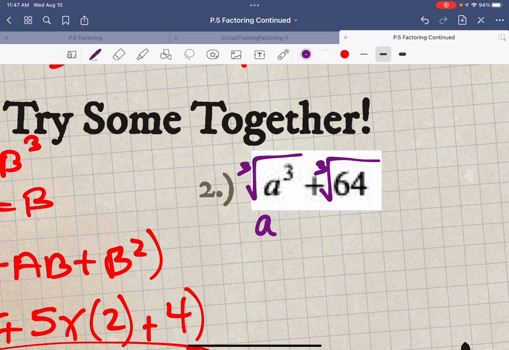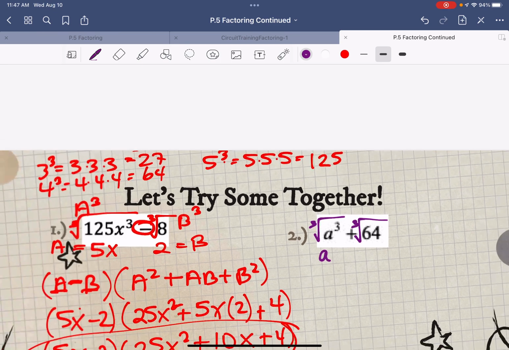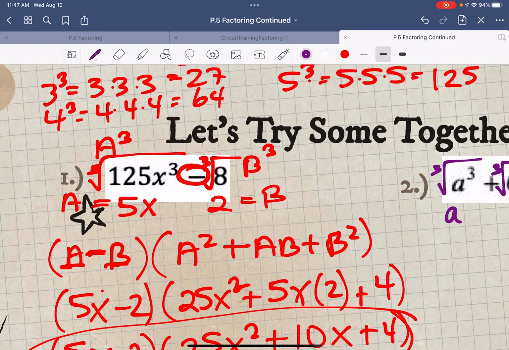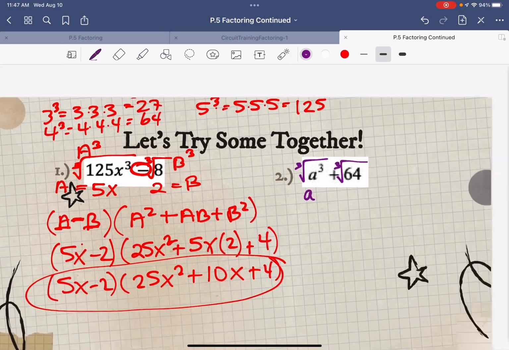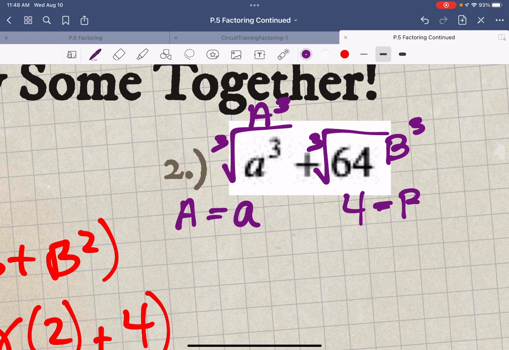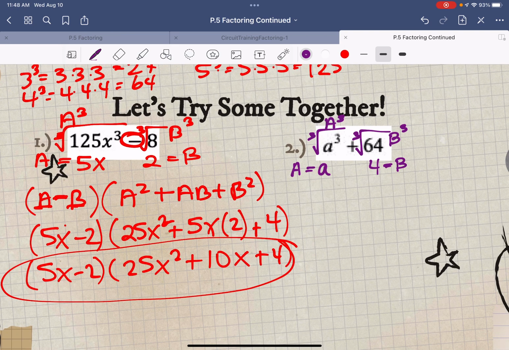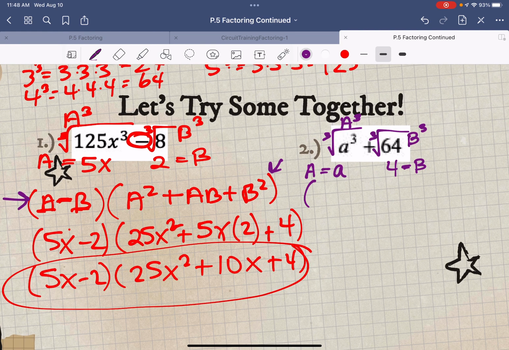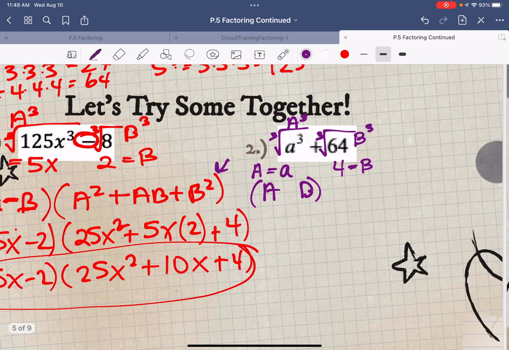But a cubed does have a cube root of a, and does 64 have a cube root? Well, let's look back up here where I'd done the scratch work. It looks like the cube root of 64 would be 4. So that works. So this is going to be a cubed, 64 is b cubed. A equals a, and b equals 4. So I'm going to write out the template. Now that I have this one here, I cannot look back at it because I know the rule. I know it's a, b in the first one.